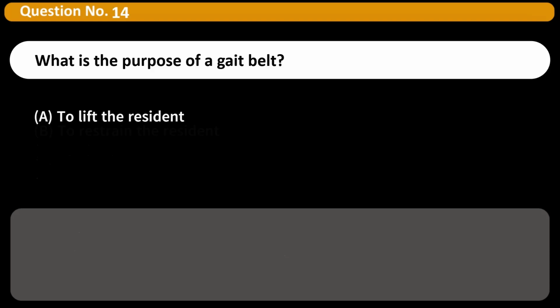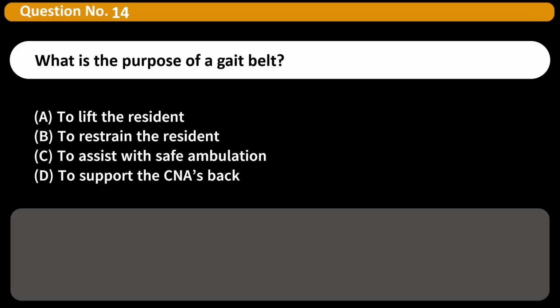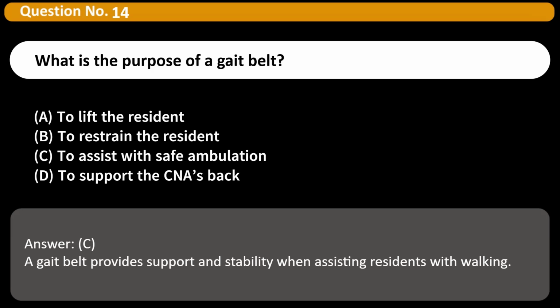What is the purpose of a gait belt? A. To lift the resident. B. To restrain the resident. C. To assist with safe ambulation. D. To support the CNA's back. Answer: C. A gait belt provides support and stability when assisting residents with walking.